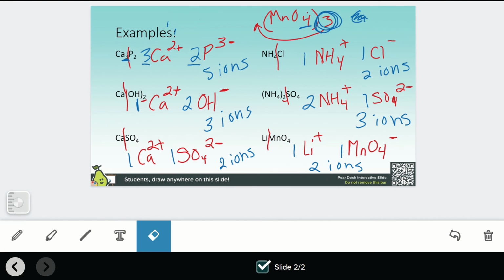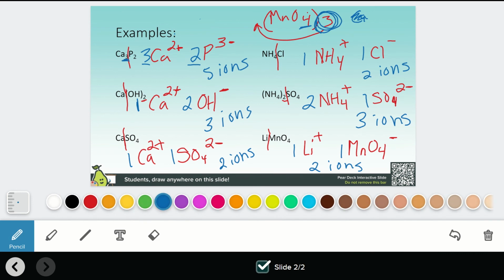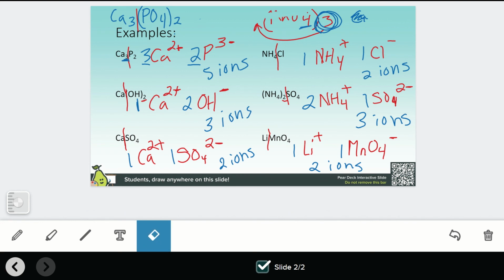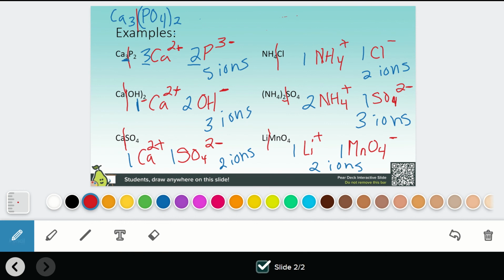Trying to think if I can come up with any other examples here real quick. Let's try calcium phosphate. So we would split it after the calcium. Erase some of this so I have some space up here. We'd split it after the calcium, so we get Ca, and then that part inside the parentheses stays together.